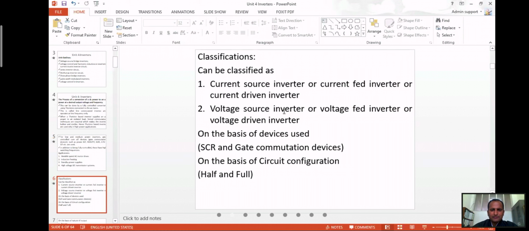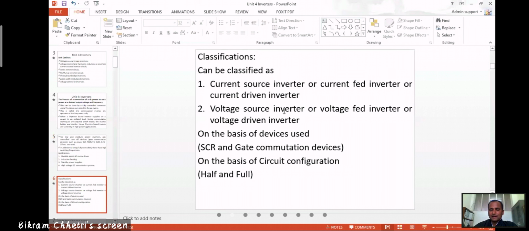Inverters are classified into different forms. Broadly, they are classified as CSI and VSI, current source inverter and voltage source inverter. The current source inverter is also known as a current fed inverter or a current driven inverter. The voltage source inverter is also known as a voltage fed inverter or a voltage driven inverter.